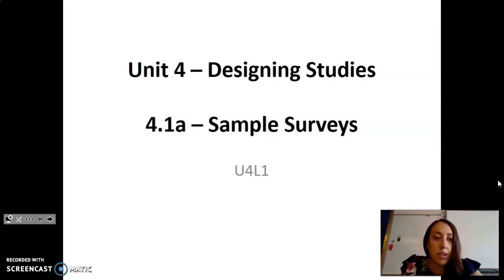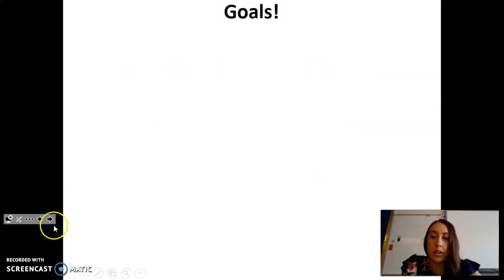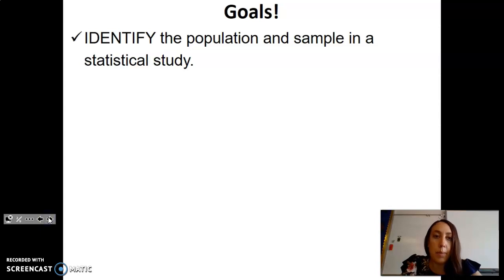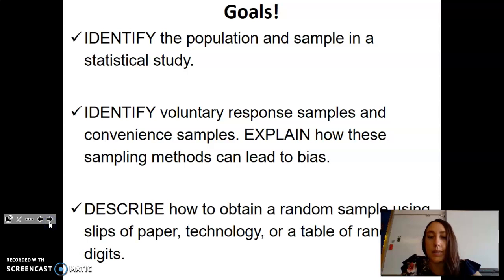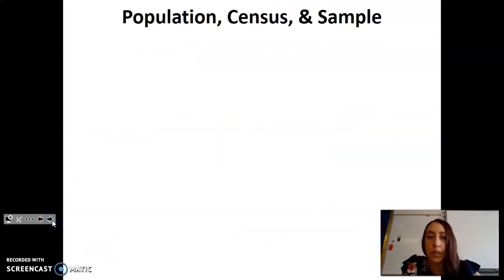So 4.1, we're going to talk about surveys. This is one method we can use to collect data. So we'll identify the population and a sample in a statistical study. We'll identify voluntary response samples and convenience samples and explain why those sampling methods can lead to bias. And then we'll talk about a simple random sample using paper, technology, or a table of random digits.